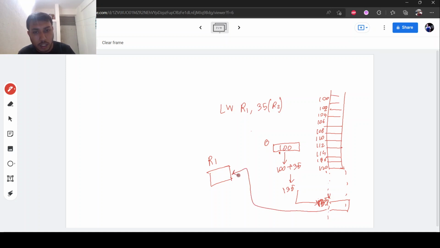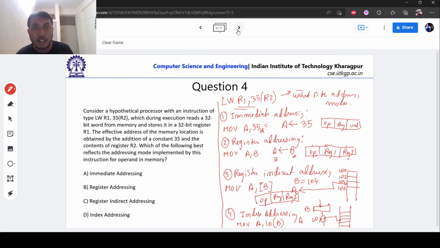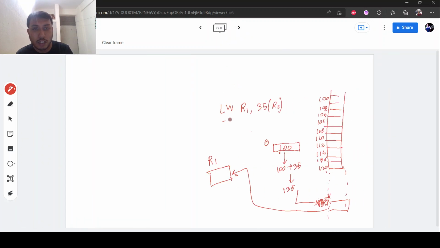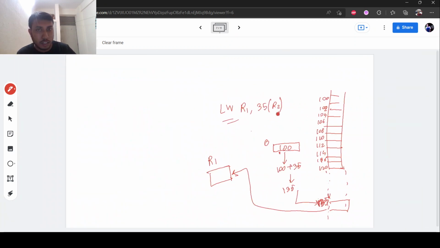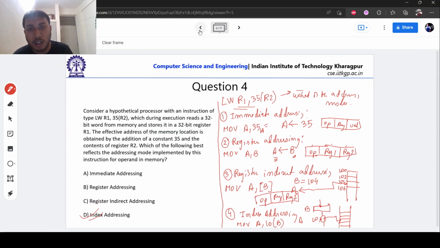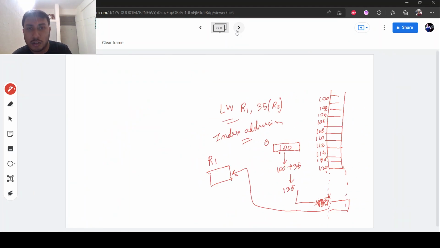to the register R1. So as discussed here, what kind of addressing does this instruction represent? It represents the index addressing, right? So it represents index addressing. Basically, this question is a sort of recap of what was taught in this week. So it's quite a nice recap for that purpose.